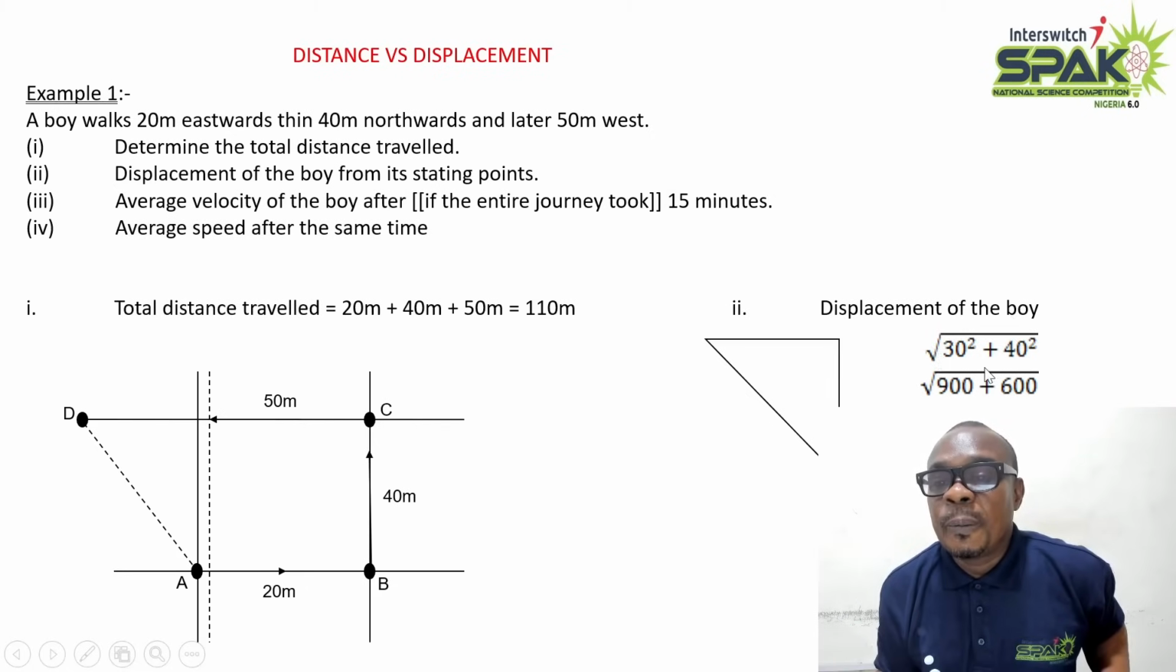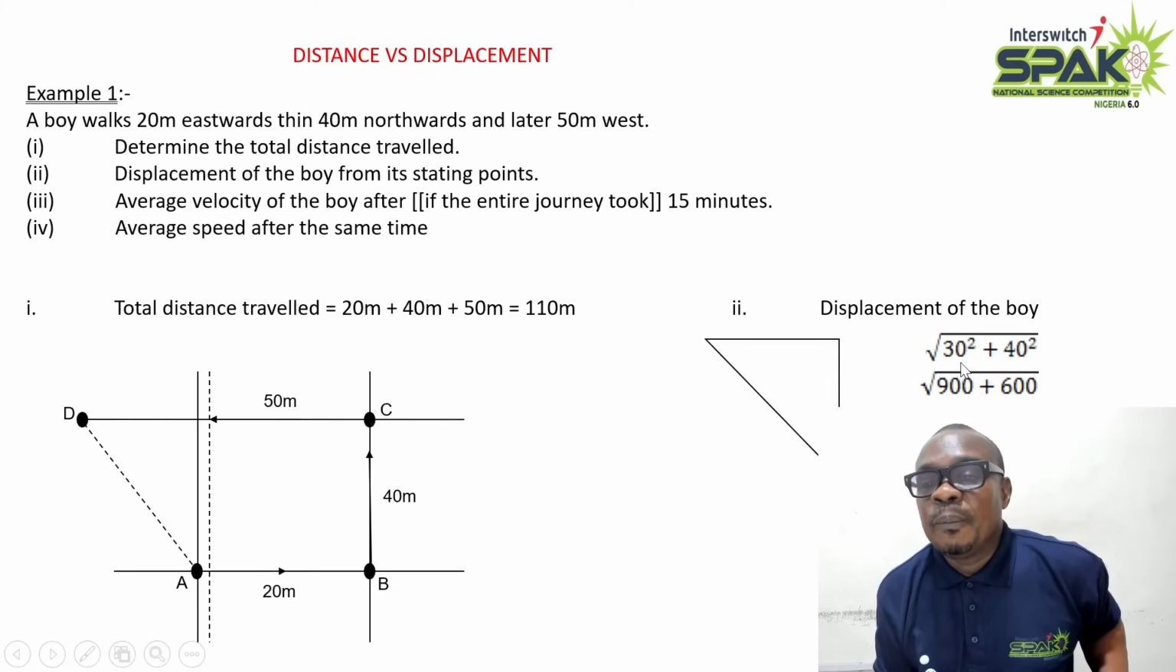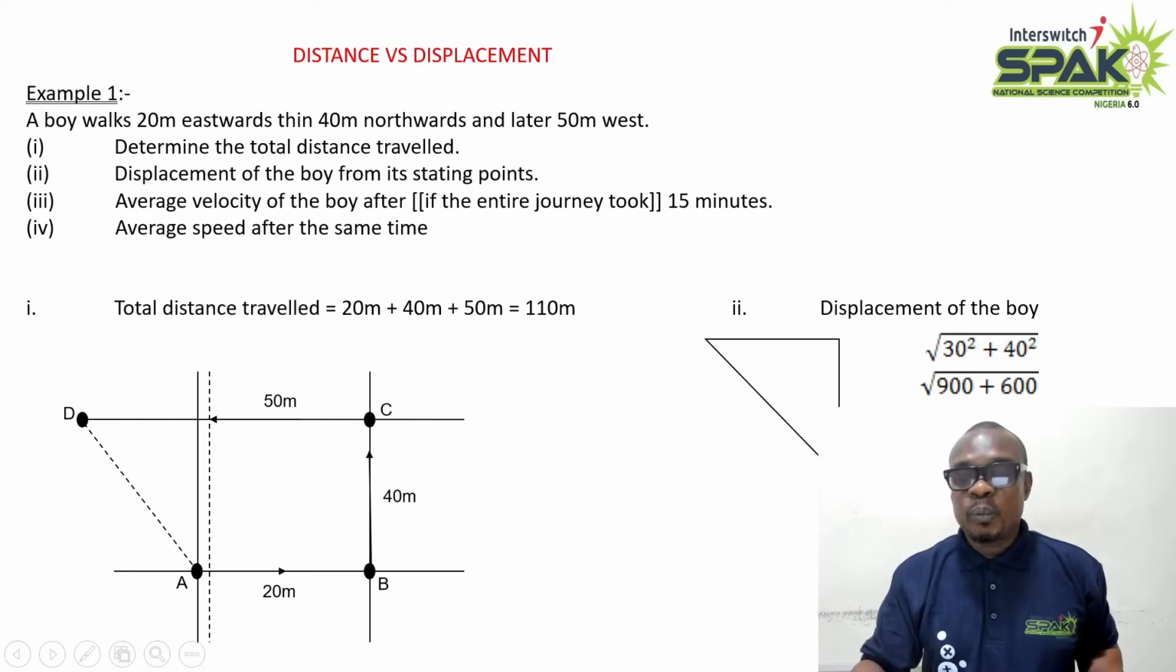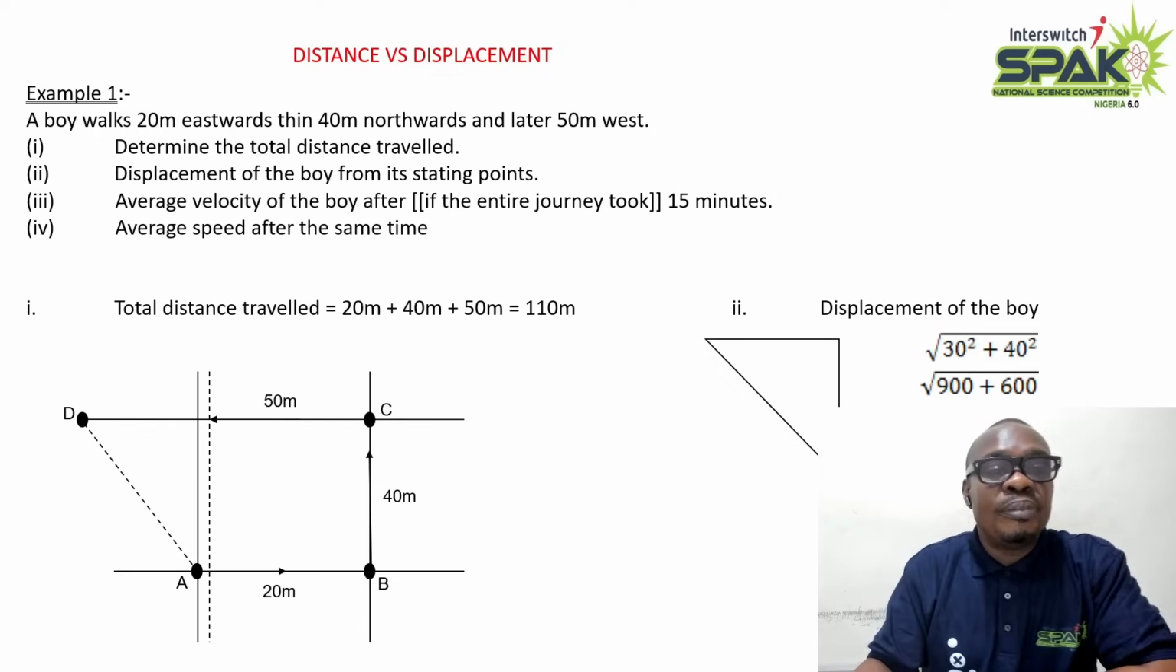Theorem. Okay. So to obtain the hypotenuse, which is the displacement, apply your Pythagorean's theorem, which is 30 squared plus 40 squared, all under the root. Then at the end of the day, you have what? 50 meters. So 50 meters is the displacement of this young boy.